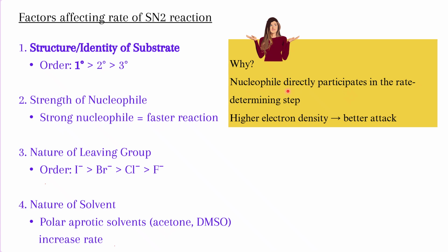This means if I have a stronger nucleophile, it will attack easily because it has huge amount of electron density and can increase the rate of reaction. So I can say stronger nucleophile will give the faster reaction. Why? Because the rate is also dependent on the nature of the nucleophile. So if I take better nucleophile, stronger nucleophile, it will give me the faster reaction.